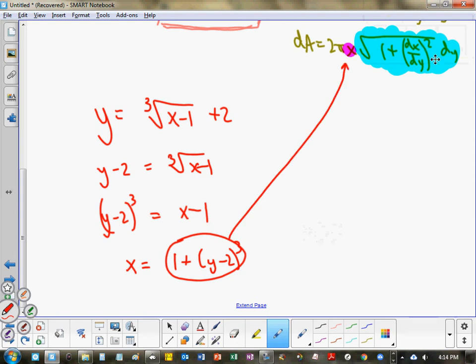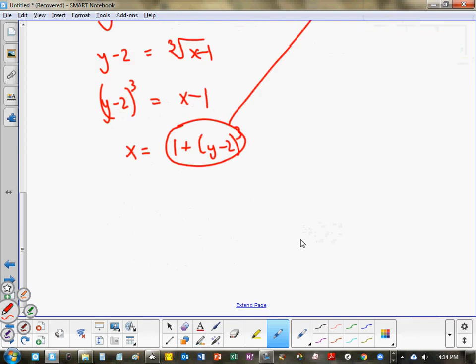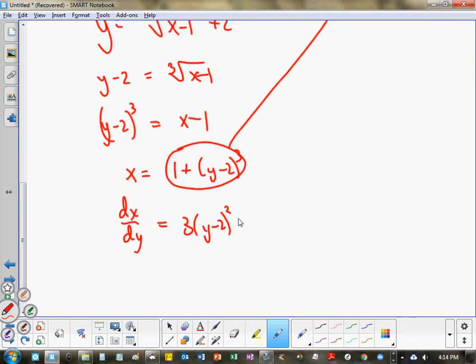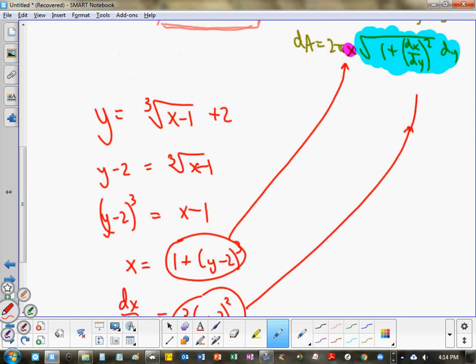The other thing I want to do is find dx/dy, which means I'm going to take d/dy of both sides of this thing. I basically get 0 from that 1, and I get 3 times (y minus 2) squared. The derivative of the inside is 1. I don't need that at all. Okay. So this is my dx/dy, and that's going to go in right there.